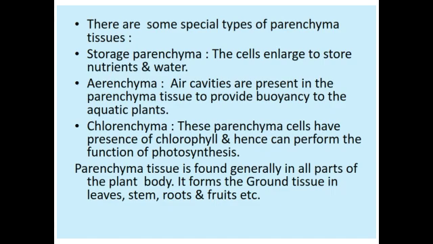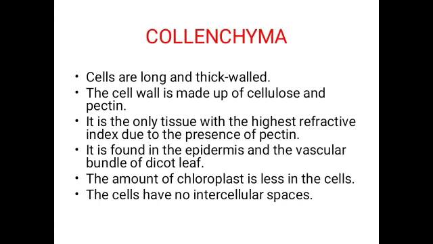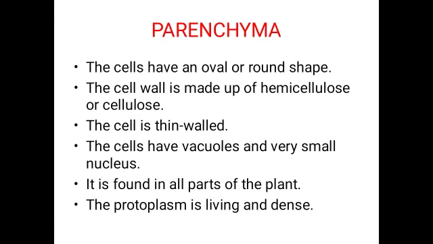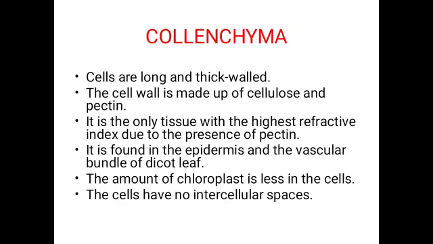These parenchyma tissues are found generally in all parts of the plant body. They form the ground tissue in leaf, stem, root, and fruit. Next, we'll move to collenchyma. The cells are long and thick walled. The wall is made up of cellulose and pectin. In parenchyma, the cell wall is made up of hemicellulose and cellulose, but in collenchyma, the cell wall is made up of cellulose and pectin.